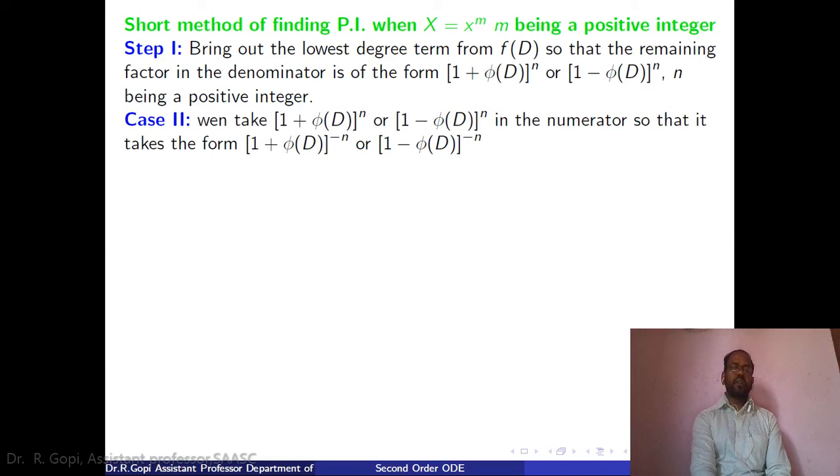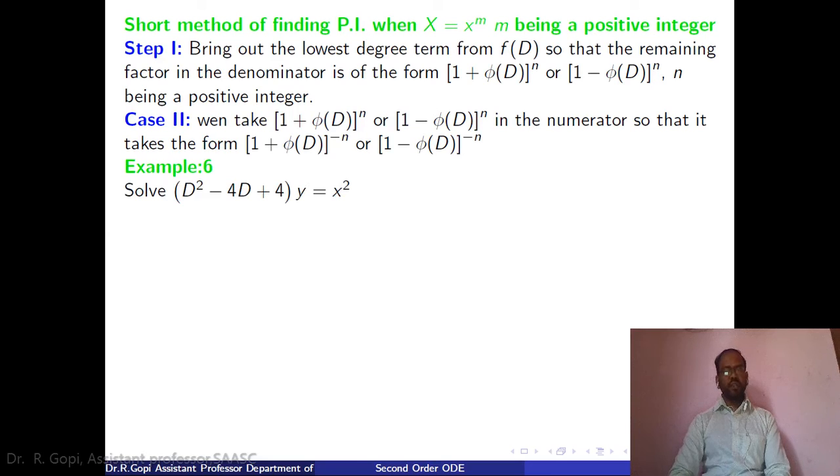Then step 2, so we take 1 plus phi of d whole power n or 1 minus phi of d whole power n, its numerator becomes 1 plus phi of d whole power minus 1 or 1 minus phi of d whole power minus n, that is nothing but 1 divided by 1 plus phi of d the whole power n. So 1 divided by 1 plus phi of d whole power n is nothing but 1 plus phi of d whole power minus n.